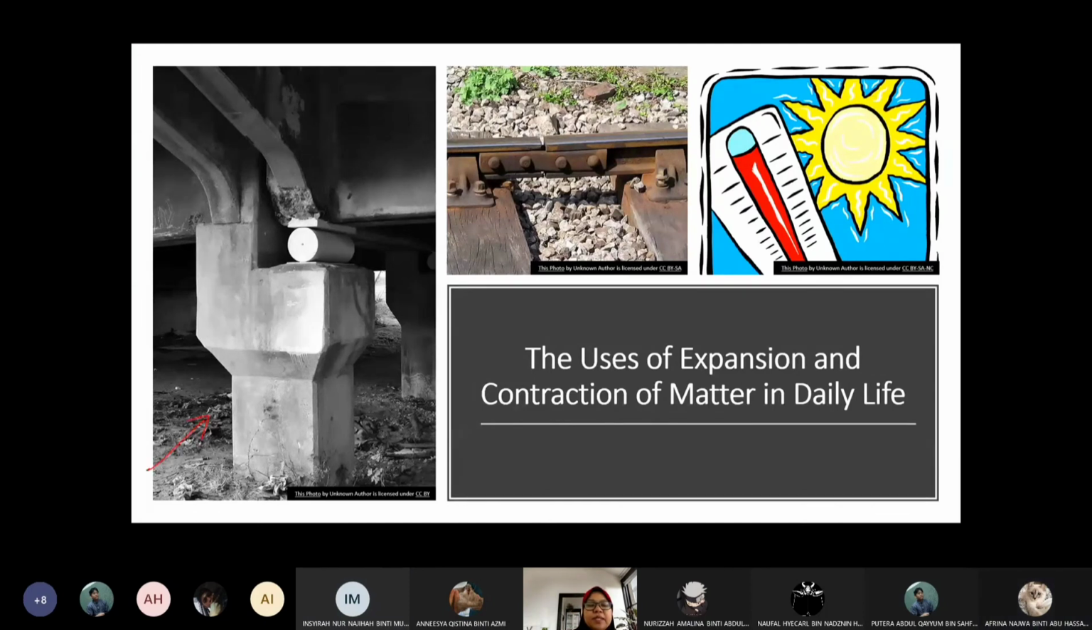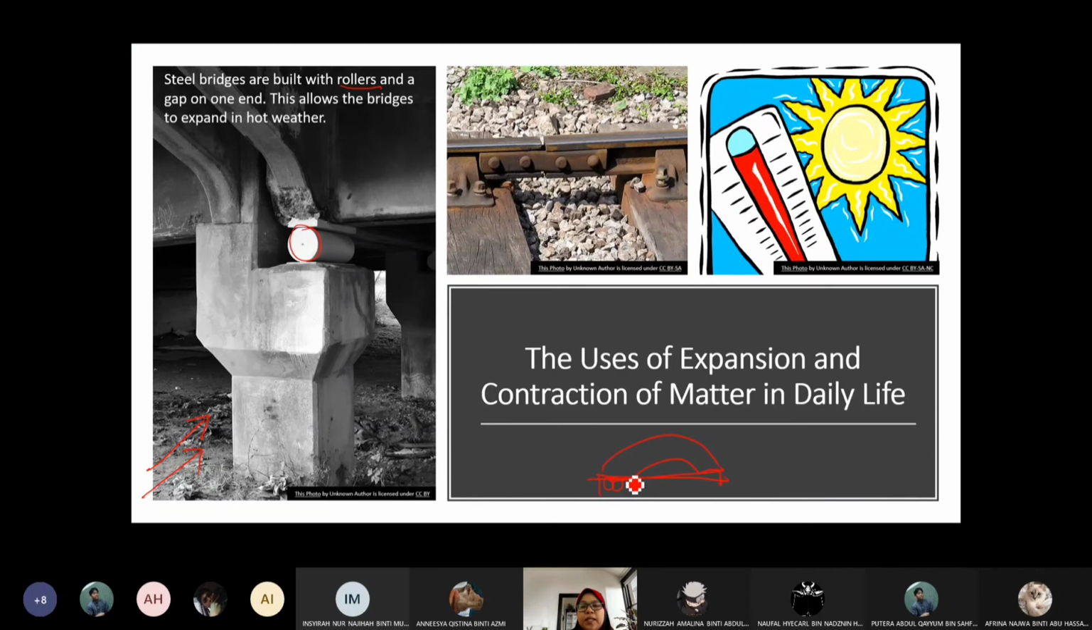So this one, gambar apa ni? The first diagram. This is a flyover or bridge. Very good. Thank you. So this is an example of a bridge. At the bottom part of the bridge, you will see rollers. Ada banyak roller satu bahagian. Contoh kalau bridge, rollers dekat bawah ni.